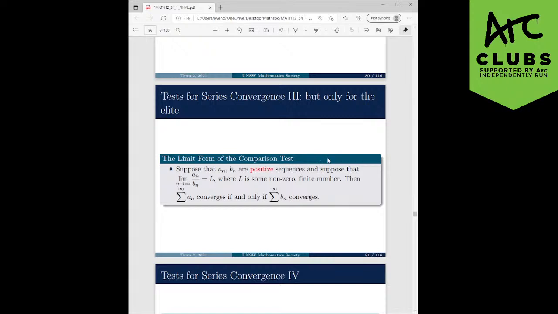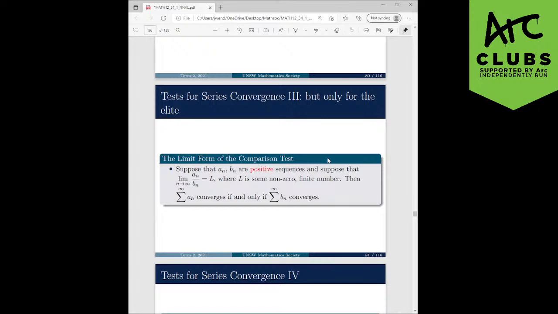Suppose you have an and bn, they're both positive sequences, which just means their elements have to be positive. There's no numbers in there that are negative. Suppose that the limit, as n goes to infinity, of an over bn is equal to L, and L is some finite number, and it's not 0. So it can't be 0 or infinite, basically, all the numbers in between. If that's true, then the infinite series an converges if and only if the infinite series bn converges.